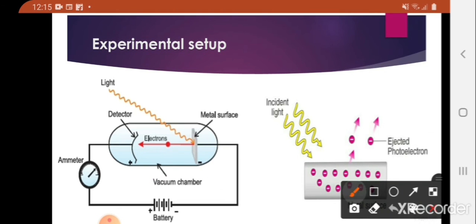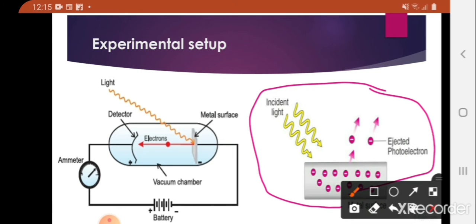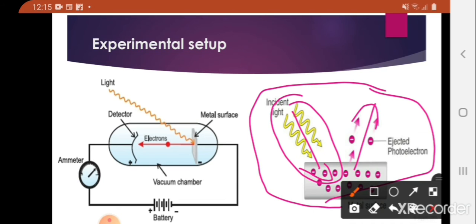Here look, this is what is happening on the metal surface. When light is incident on the metal surface, electrons are ejected out from the metal surface. These electrons are detected by the detector. This is what happens in the photoelectric effect.